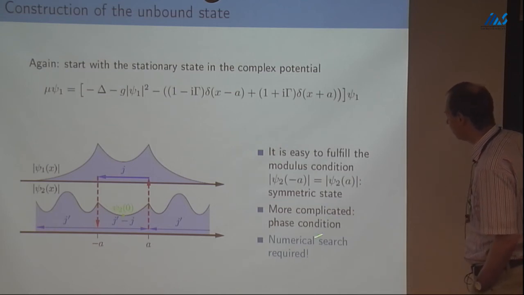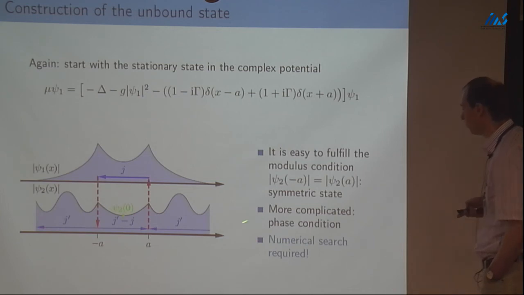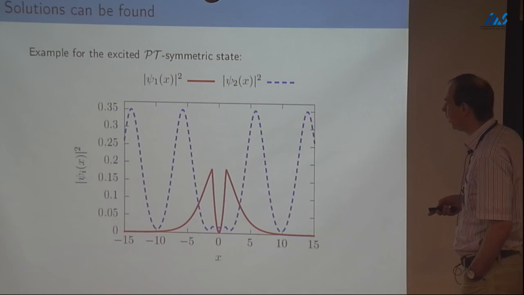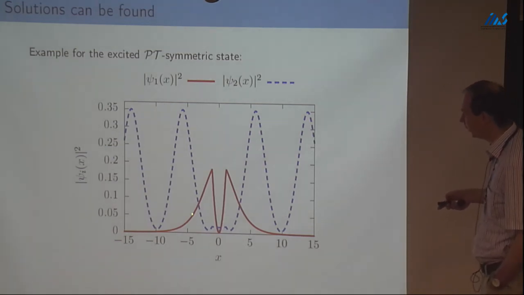But more complicated is to fulfill the phase condition. For this, we required a numerical search for which wave functions do fulfill this. But it is possible to find them. Here's an example. The red line is the probability amplitude for the stationary state. Here it's a symmetric ground state, for example, of the complex potential, which we implement now with this blue dashed line, which is the wave function psi2, providing the correct in and out coupling effects here.